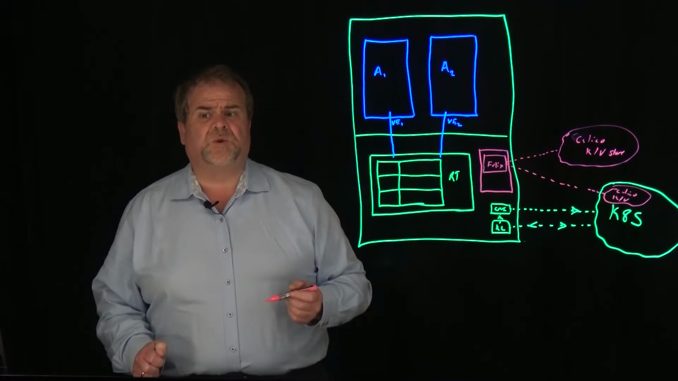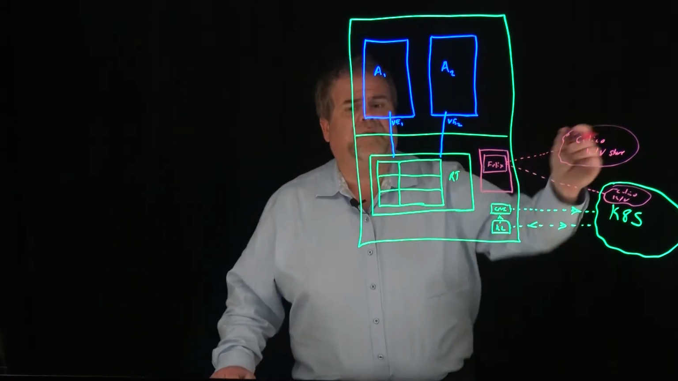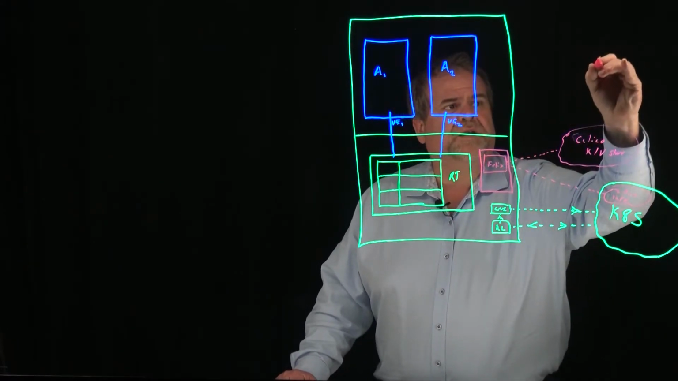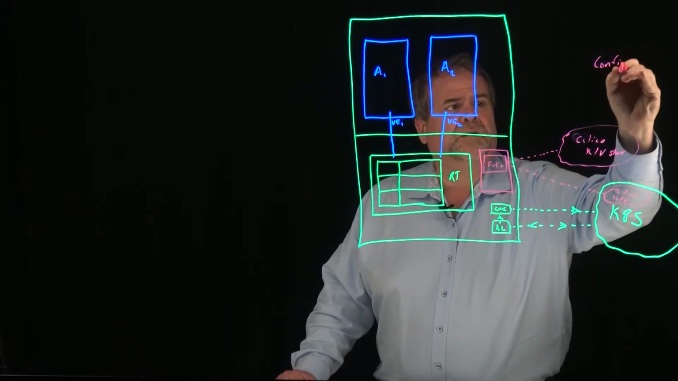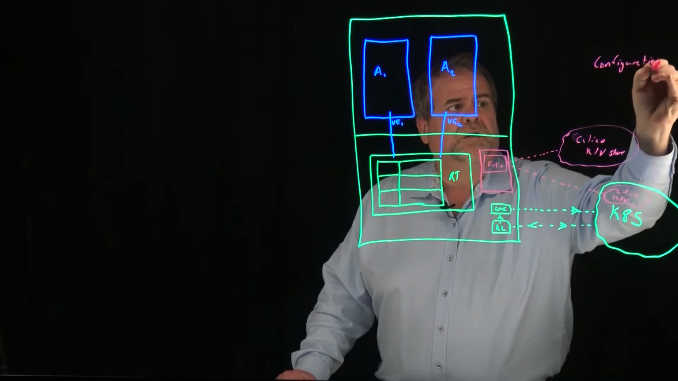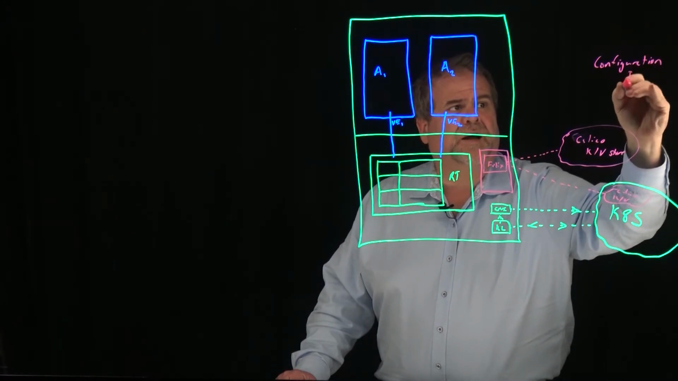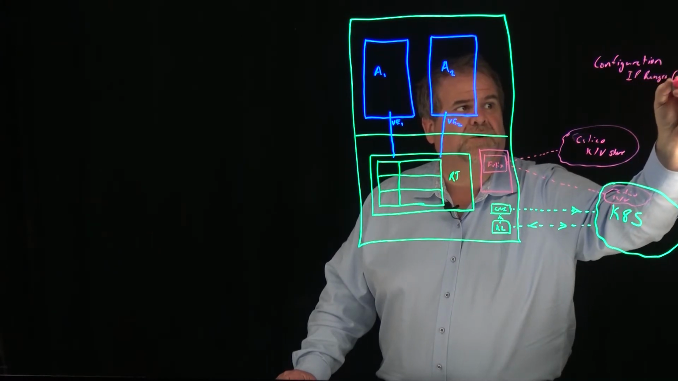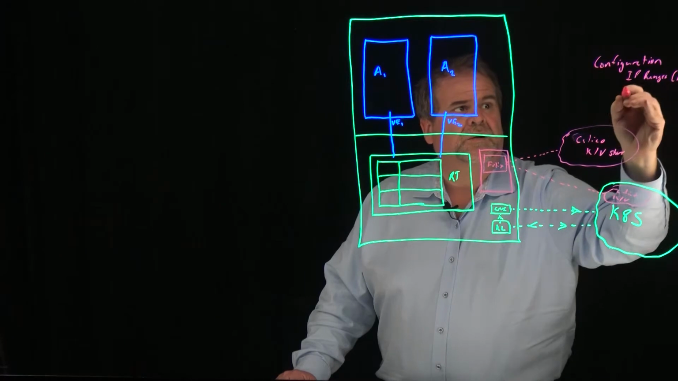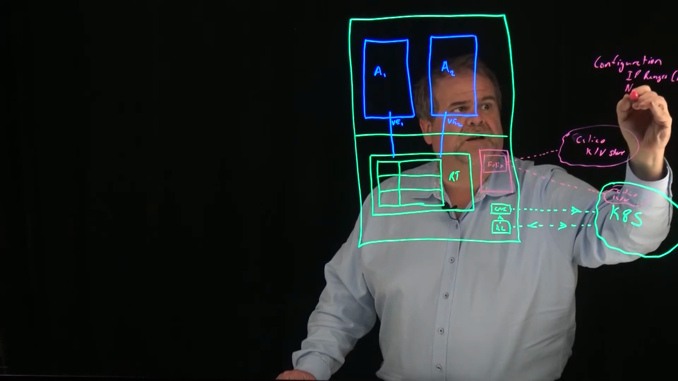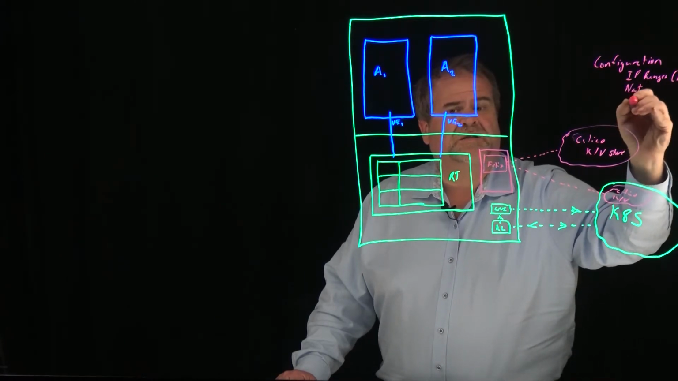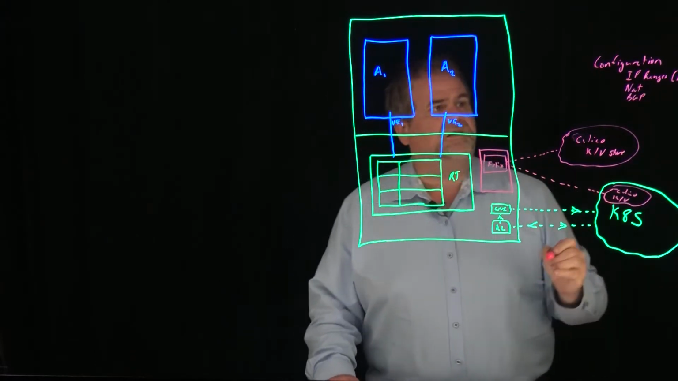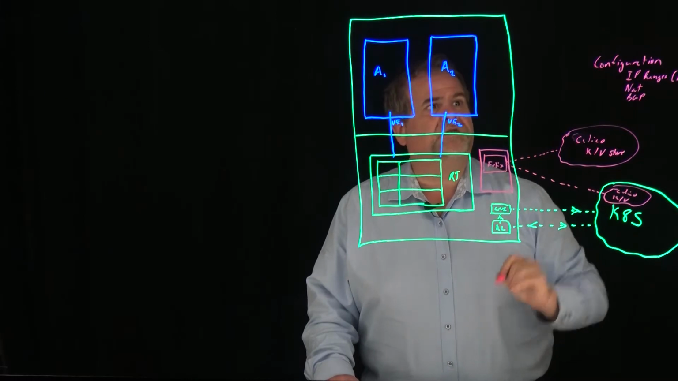Let's talk about what's stored here really quickly. In these key value stores, there's three things that are stored. One is configuration. And this is things like IP address ranges to use, which we call pools, NAT settings, BGP settings, which we'll talk about in a little bit, etc. So configuration is one thing that's stored.